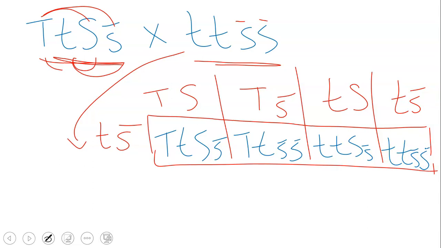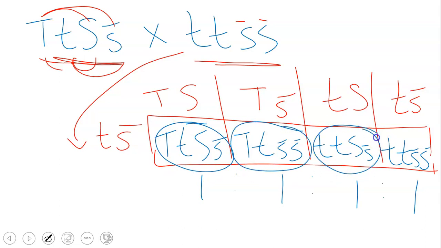We did that in lecture too, and you'll see it in lab. So again, 1 to 1 to 1 to 1. So 1 tall, smooth to 1 tall, wrinkled to 1 short, smooth to 1 short, wrinkled. So it's a 1-to-1 to 1-to-1 phenotypic ratio. That one was a little easier. Let's go on to the next one.